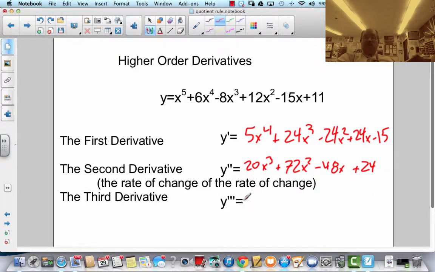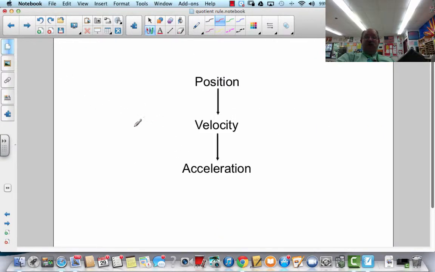Third derivative, which we, the second derivative is the rate of change of the rate of change, which is sort of important to us, tells us how we're changing. The third derivative is just pure fun. 60x squared plus 144x minus 48. If we wanted to, we could go to a fourth derivative. We could go to a fifth derivative, but we never do. Third derivative is probably the furthest we ever go, and really we spend a lot of time with first and second derivatives as we go through these higher order derivatives.